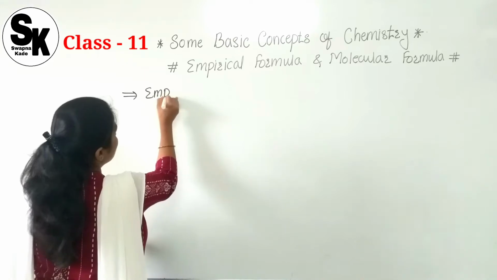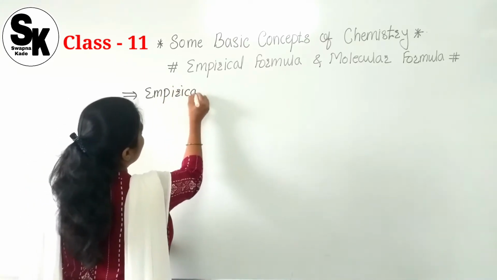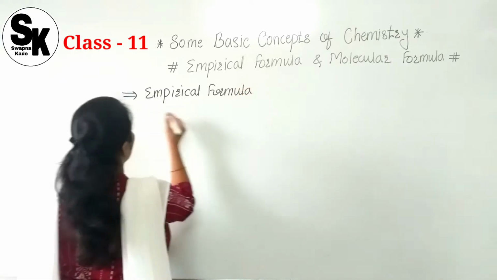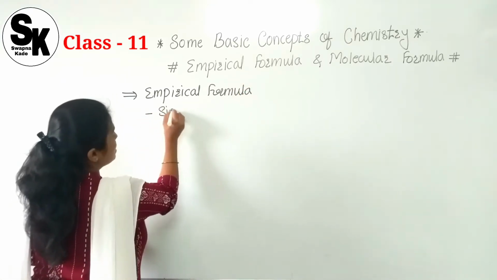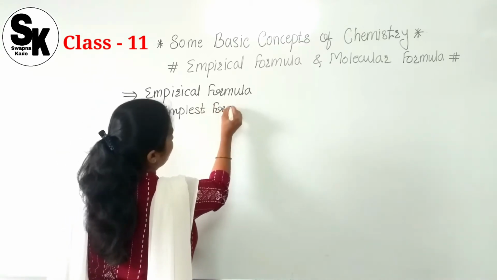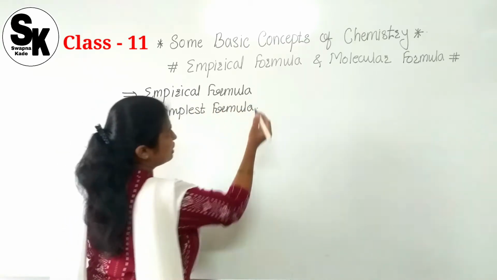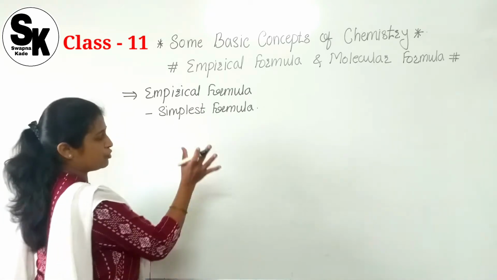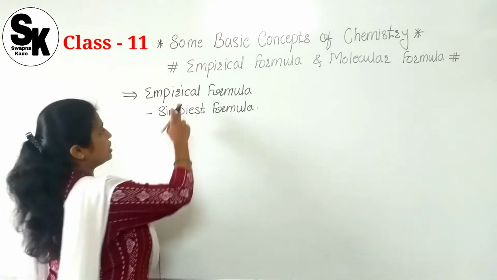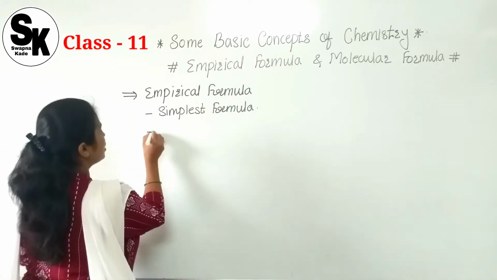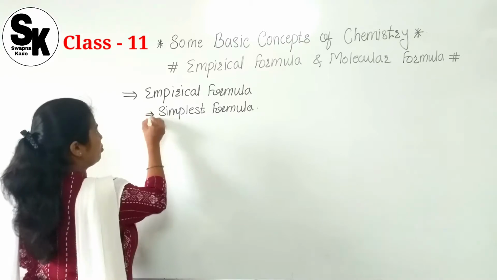Empirical formula is also called the simplest formula. Sometimes in a question they will ask to find out the simplest formula, then we should not be confused, because empirical formula is also called a simplest formula. Now what is meant by empirical formula?